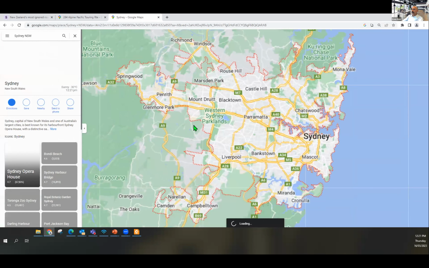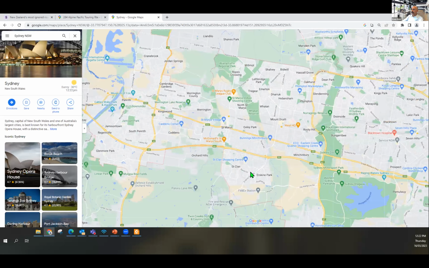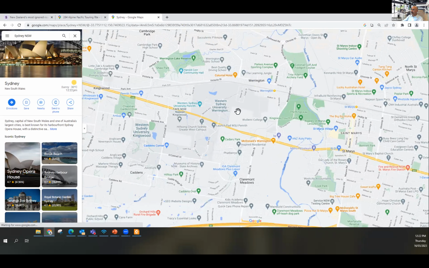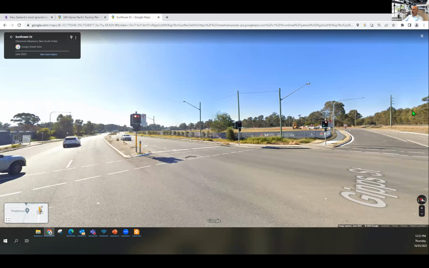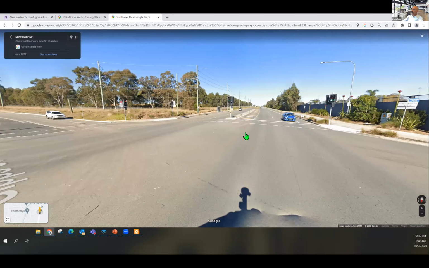I don't even know where I'm going to go. Okay, let's just randomly find ourselves an intersection. Oh, that looks good. Hip Street. I don't even know which suburb I'm in here, but this looks like a good intersection to have a look at. Oh, big signalised intersection. Bet there'd be death and serious injury here for sure.